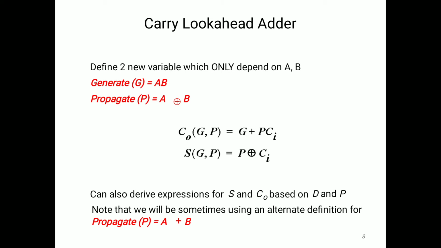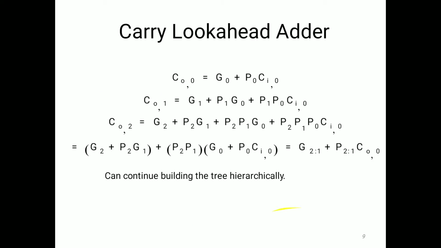So these are the equations for carry generate and carry propagate. Then if you substitute i equal to 0, then you will have C0 is equal to G0 plus P0 Ci into 0. Then next, to get C1, you have to replace with C0. Similarly, you will get C0, C1, C2 and C3.